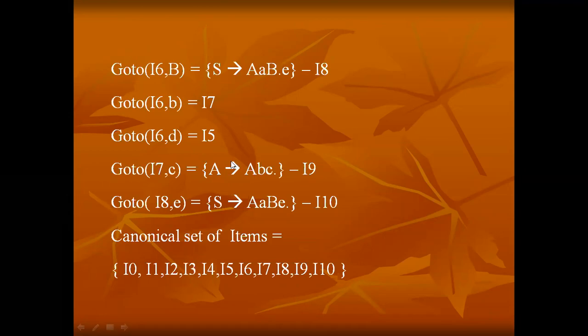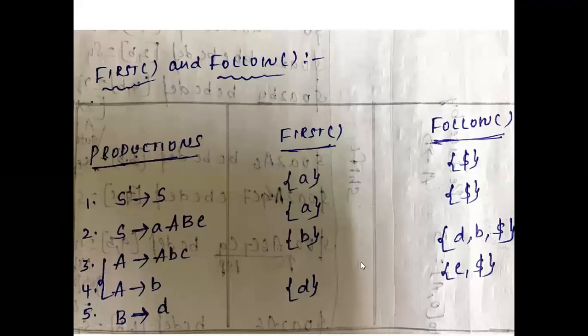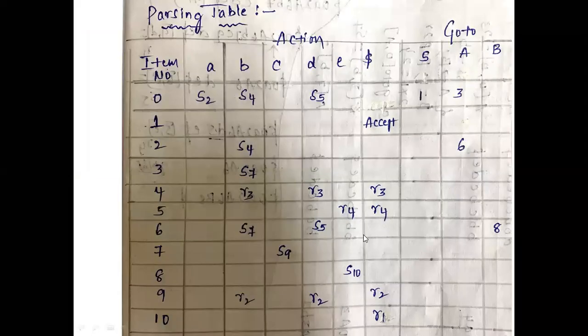So at I9, this is rule number 2, R2, right? What is the follow of A output? Follow of A is D comma B comma dollar. Make a note, D comma B comma dollar. At I9, in the place of D comma B comma dollar, we place R2. This entry is filled with R2. Right, is it clear?